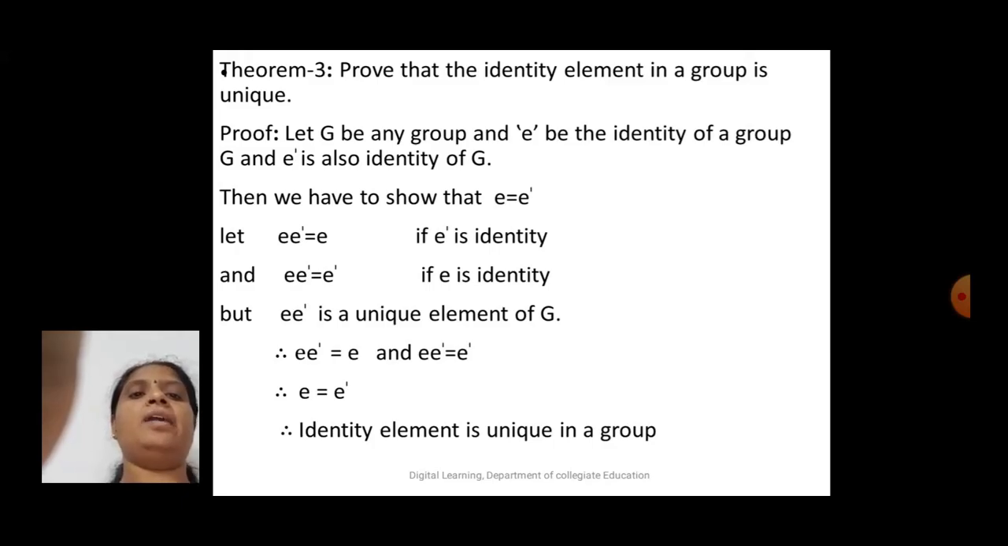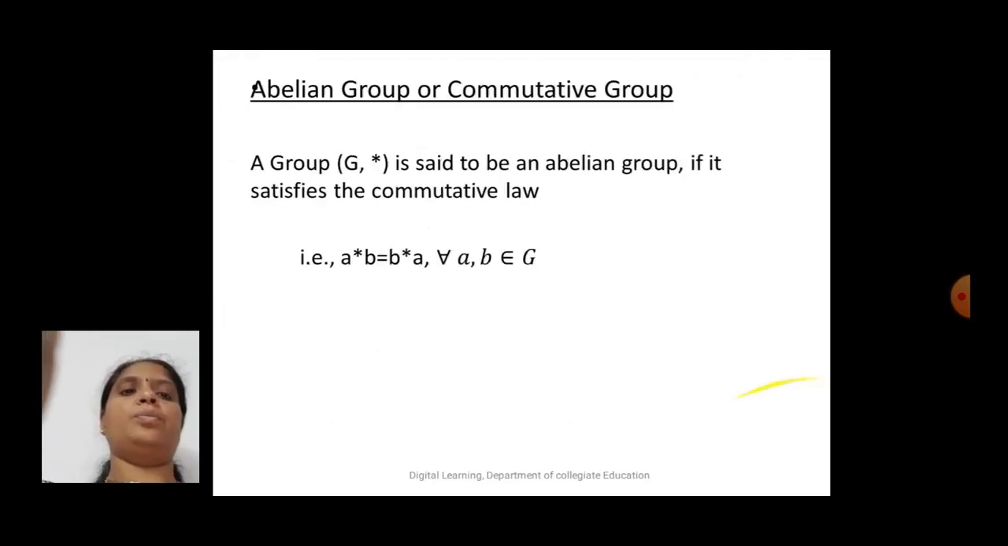E dash is there on both the functions. So therefore, we can say that E is equal to E dash. Therefore, the identity element is unique in a group.